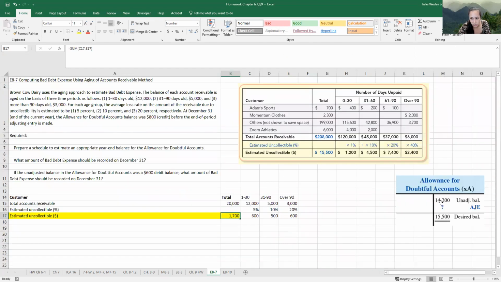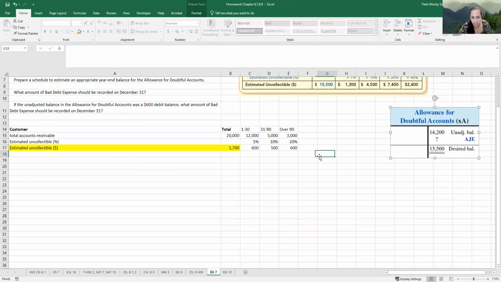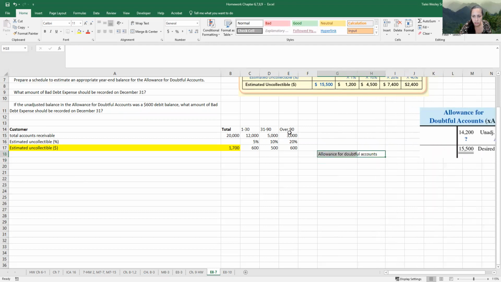Let's make a T account. Just like this T account here, I have an allowance for doubtful accounts, and I'm going to make this a little bit bigger, merge these two together, underline it, and put a T here.